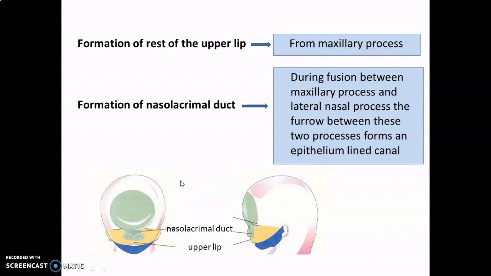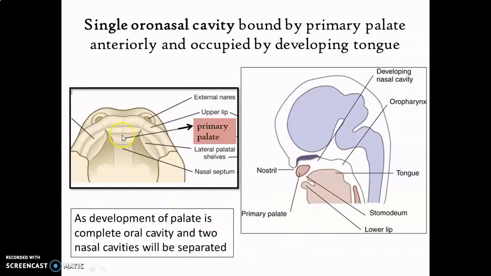As many developmental events are complete, now there is a single oronasal cavity which is bound anteriorly by the primary palate and is occupied by the developing tongue. And in the midline, you can even appreciate the nasal septum which grows downwards and inwards from the frontonasal prominence.